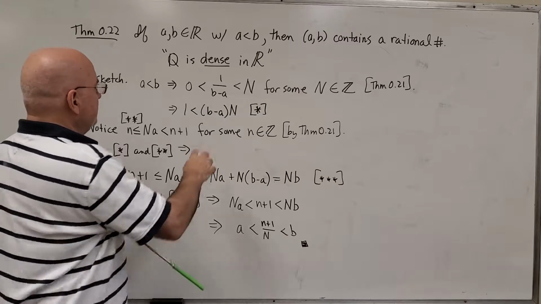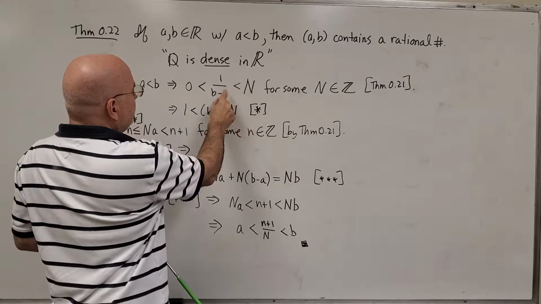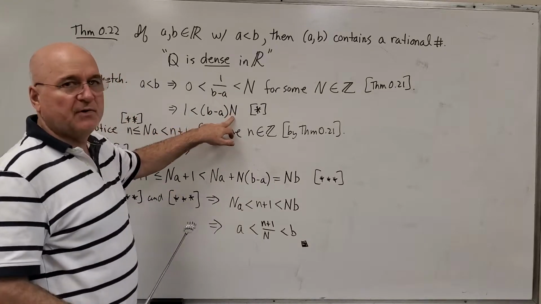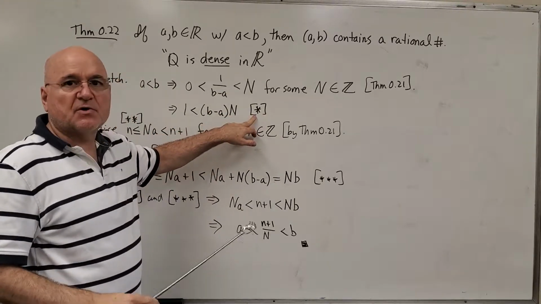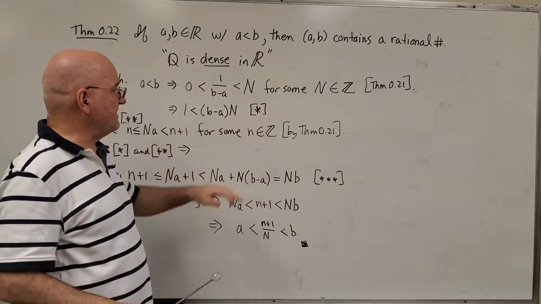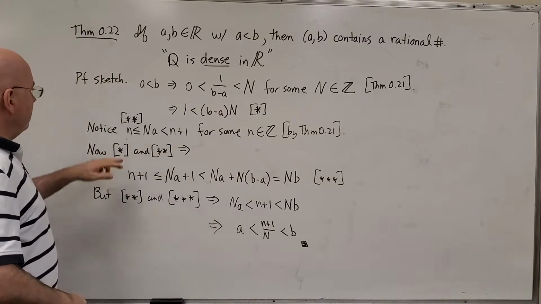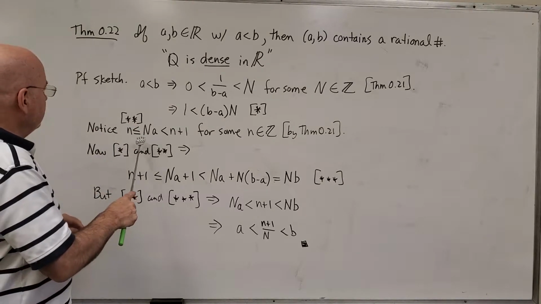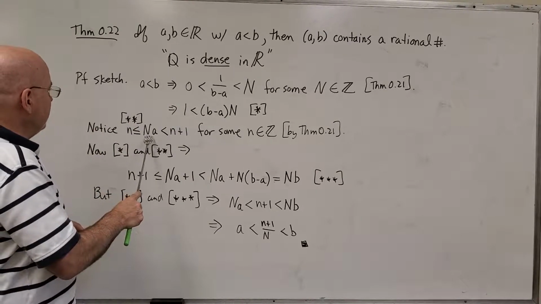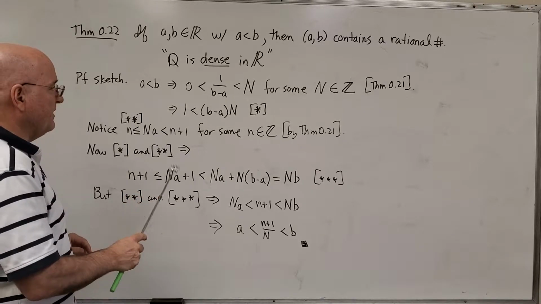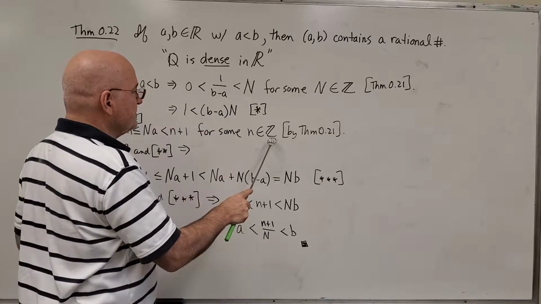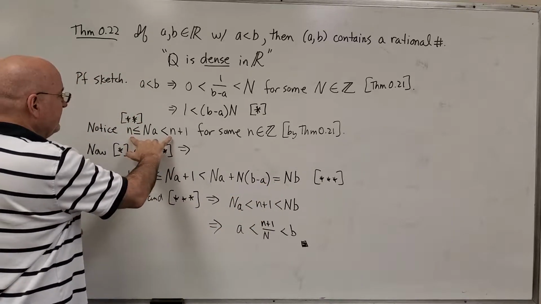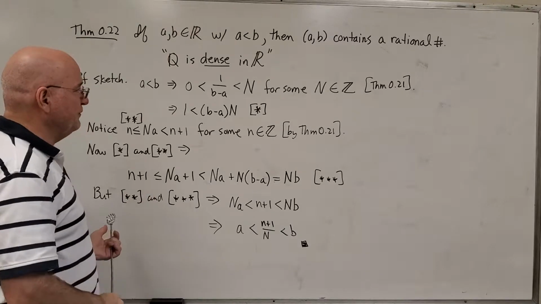Well, that implies if you take this right here, multiply both sides by b minus a, we get 1 is less than b minus a times capital N. I'm just going to call this line with this 1 asterisk. And the next line is going to be the double asterisks. n is less than or equal to Na, which is less than n plus 1 for some n in the integers by theorem 021. We squeeze this Na between n and n plus 1, just as we proved in the previous theorem.